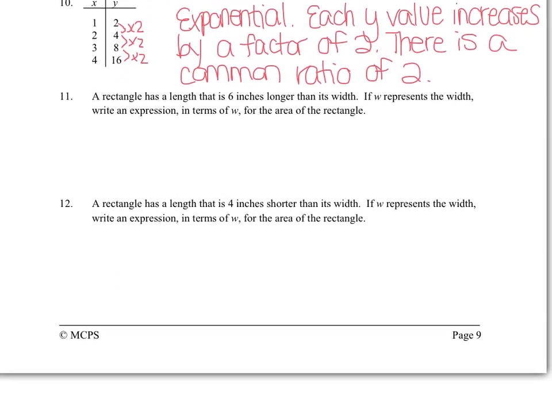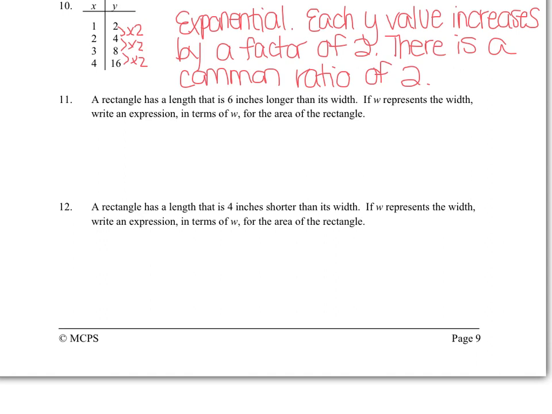All right, question number 11. Question number 11 says a rectangle has a length that is 6 inches longer than its width. Well, in these cases, I always love to draw a picture. So we have our length and we have our width, and the length is 6 inches longer than the width. So whatever my width is, I'm going to be adding 6 to it. So let's say, let W equal the width. Let the length equal W plus 6.